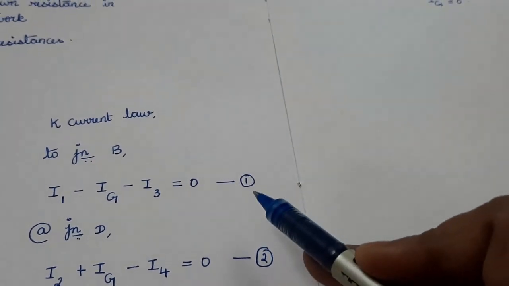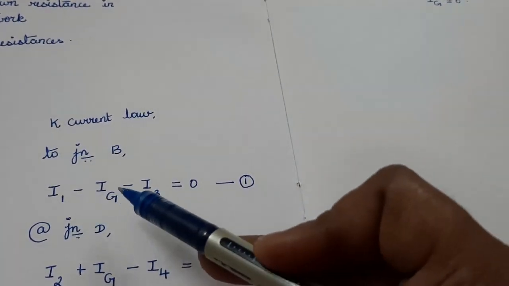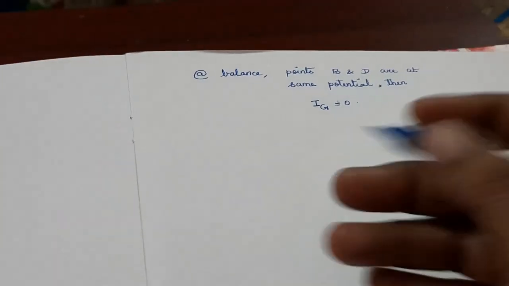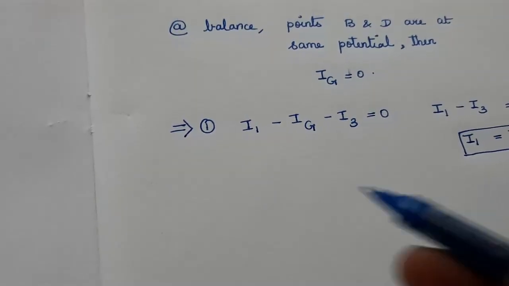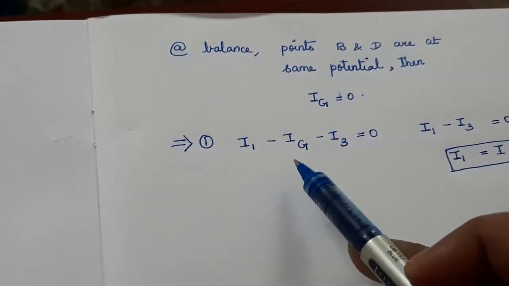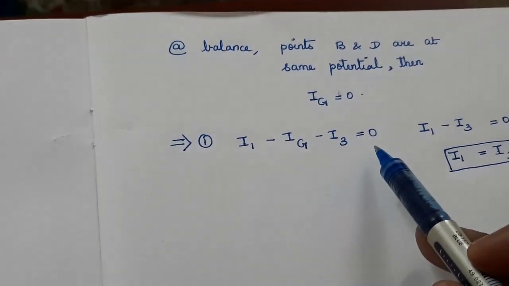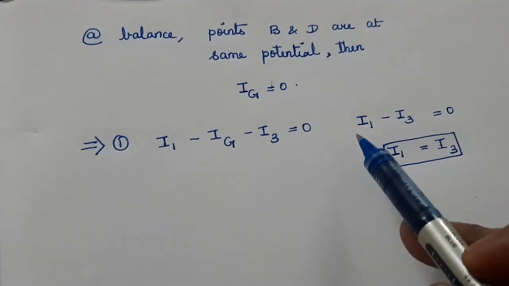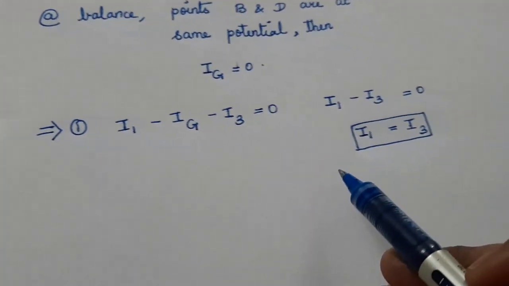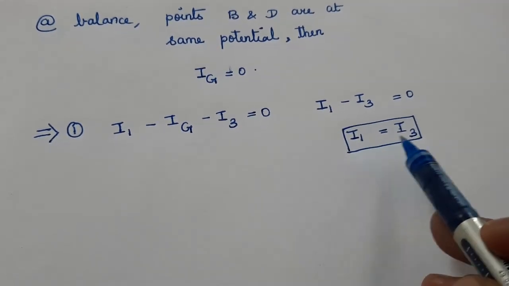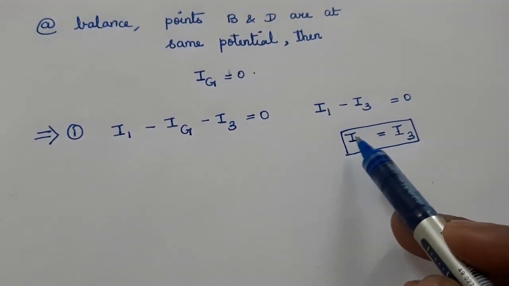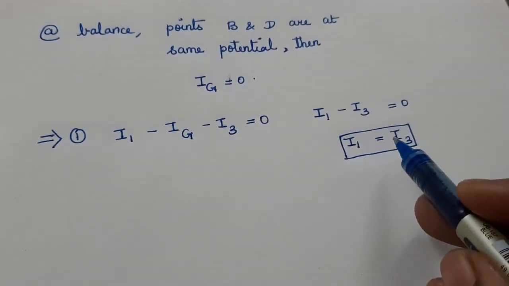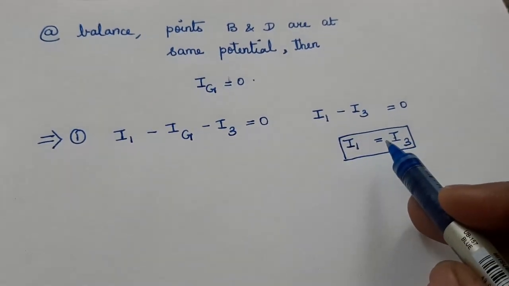Look at equation 1. If I put IG equal to 0, we get, so this is equation 1, I1 minus IG minus I3 equal to 0. At balance condition IG is equal to 0. Substituting in this, we get I1 minus I3 is equal to 0, which tells us I1 is equal to I3. The current flowing in the arm A to B will be equal to the current flowing between the arm B and C.